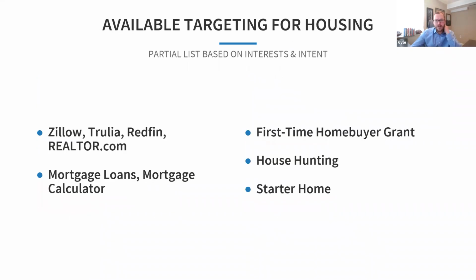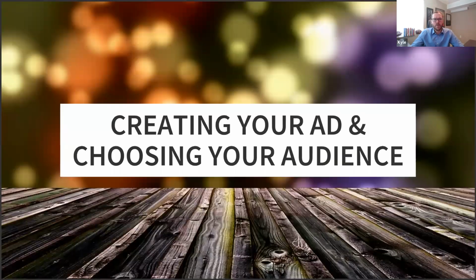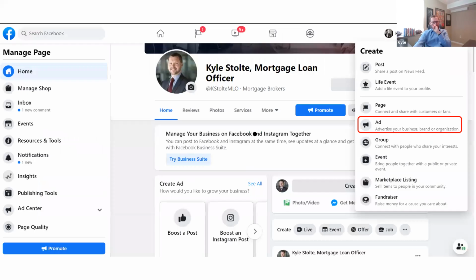So these are the available targeting options. And this is just a partial list of the targeting options. Instead of demographics like age and income, these are based on people who have expressed interest in these related items. So they visited Zillow, Trulia, Redfin. They've searched first-time homebuyer grants on Facebook and liked some of the Maryland mortgage page or house hunting through Facebook, and so you get the idea, right? So when you're creating your ad and choosing your audience, it's important to know who we're going after. So let's create an ad together, right?